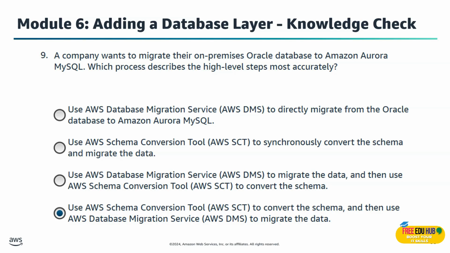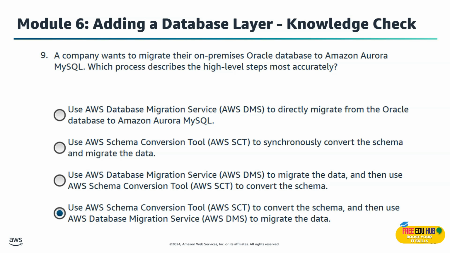So when you are moving from Oracle to Amazon Aurora MySQL, you are actually switching database engine. That's a heterogeneous migration. The first step is to convert the schema structure so that it's compatible with the target database. That's when AWS Schema Conversion Tool comes in. It translates your Oracle schema into the MySQL compatible format. Once that's done, you can use AWS Database Migration Service to copy the actual data across safely and efficiently. So in short, SCT first for structure, DMS second for data.